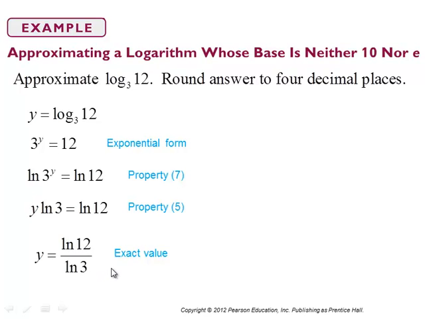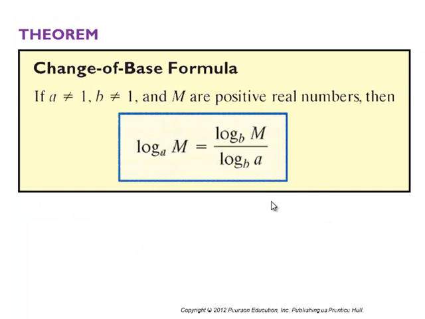And if you now go into your calculator and calculate natural log of 12 divided by natural log of 3, you can get a nice decimal approximation, 2.2619. And so go ahead and try it on your own calculator. Make sure that you can get that.